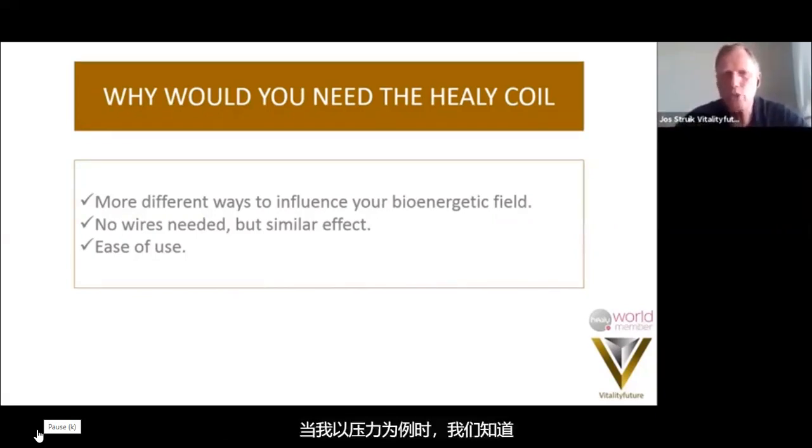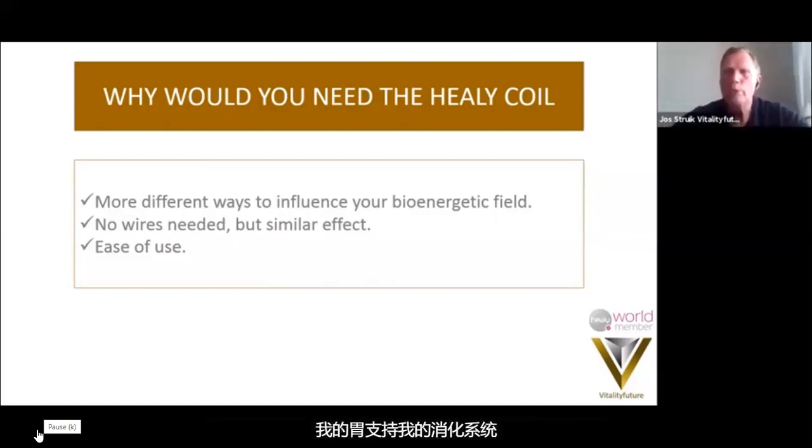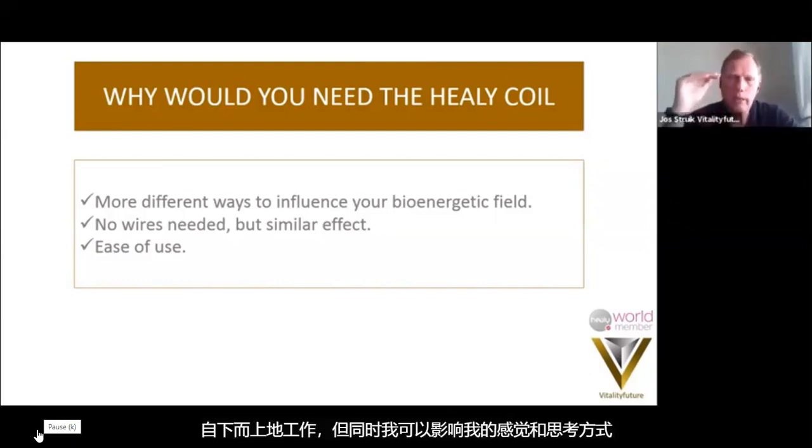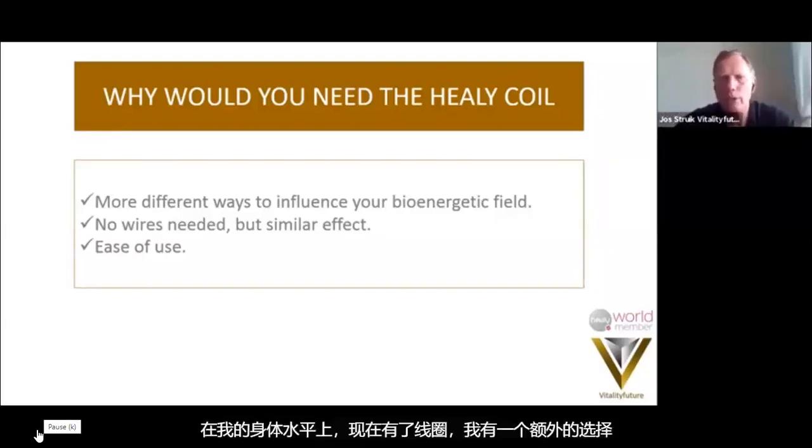And when I take that stress example, we know that it can have an effect on your physical body, your stomach, the digestive system, whatever that is being affected by stress. So if I can send microcurrents into the body to support my stomach, to support my digestive system, working bottom-up, but at the same time, I can influence the way I feel and think to reduce the stress, then in the end, I will solve all problems at my intentional level, at the level of my thoughts, feelings, and also at my physical level. And now with the coil, I have an extra option.